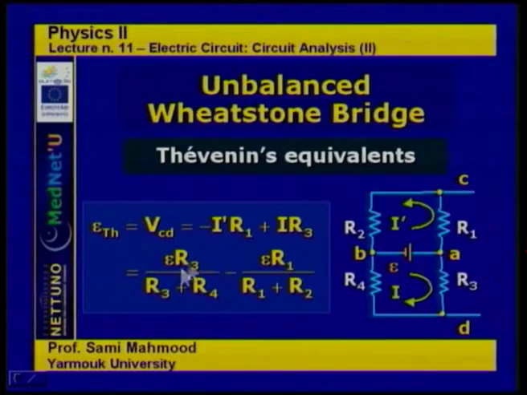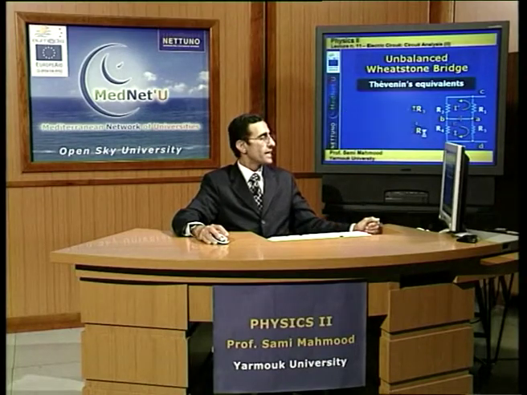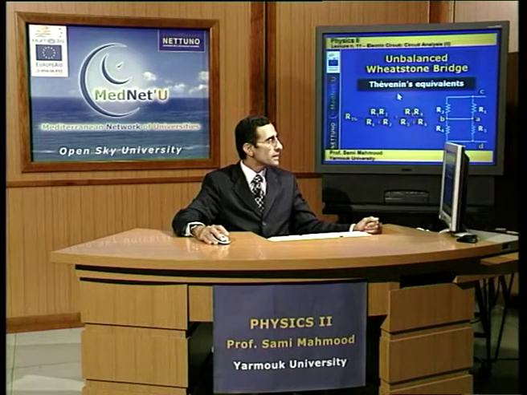And now we substitute for the values of I1, I prime, and I. So substituting for these, we'll get epsilon Thevenin is equal to I times R3, which is epsilon R3 over R3 plus R4, minus I prime R1, which is minus epsilon R1 over R1 plus R2. So this is simply epsilon Thevenin.